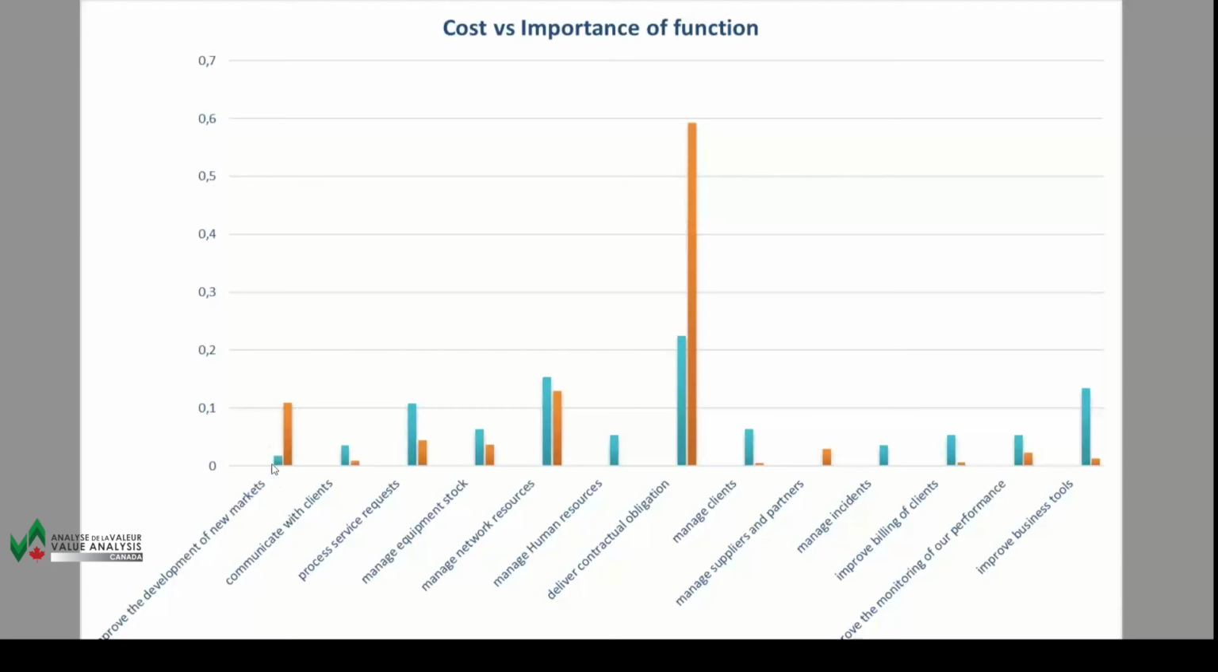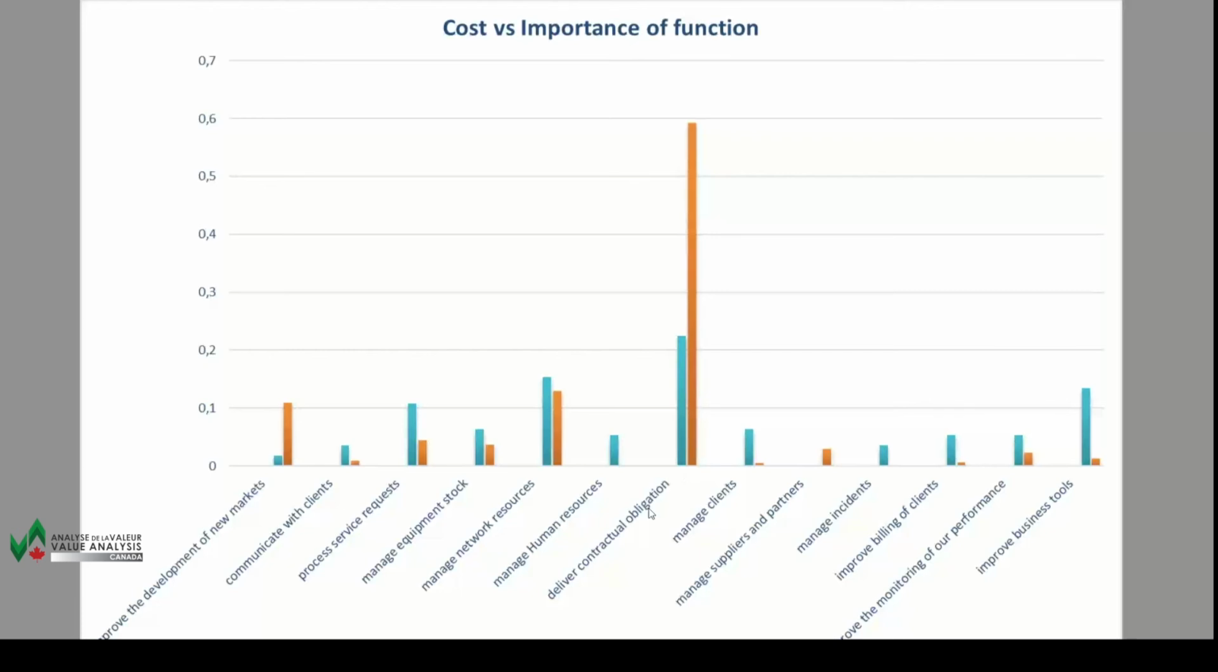The blue line was how important is it for management that we improve the development of new markets? And the orange line was how much money in the project portfolio do we have? How much money is allocated to that project? And there was a big mismatch here. It's not very important, lots of money.